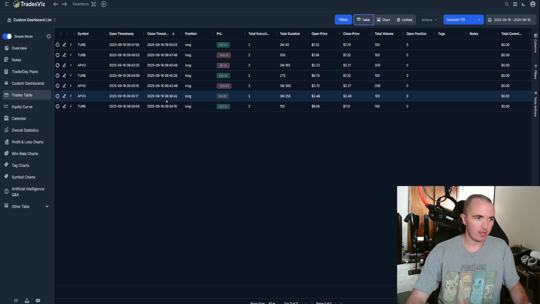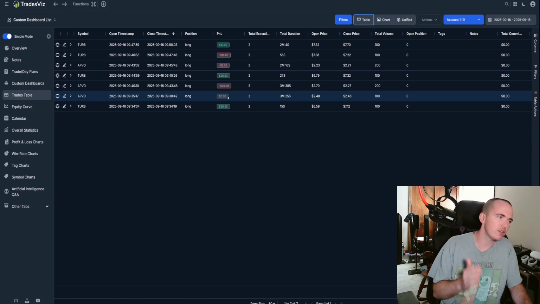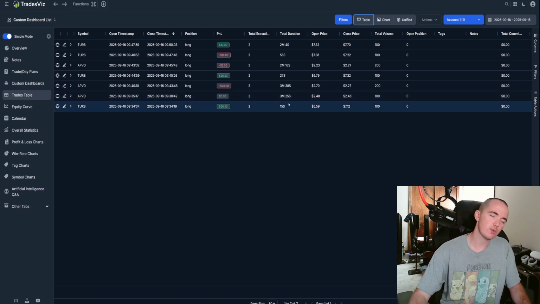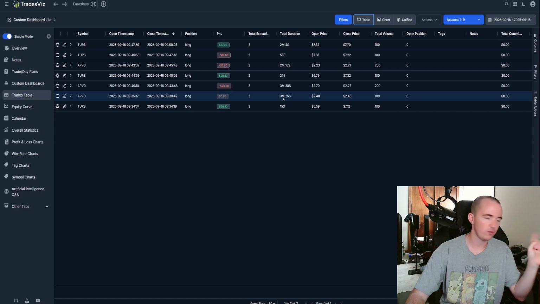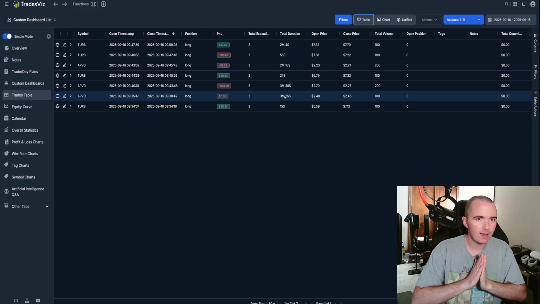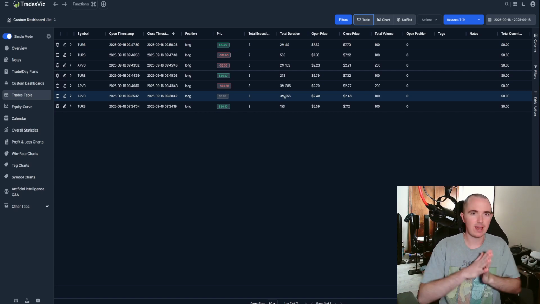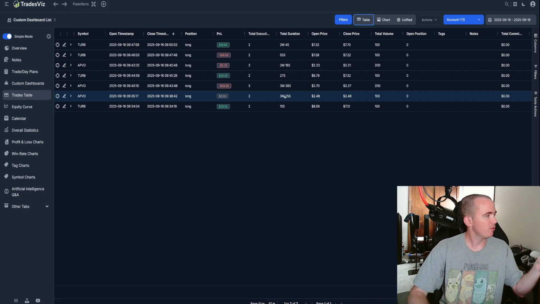I had a trade right here. This one that shows $0.00. How can you make a trade that lasts 3 minutes and 25 seconds and it shows $0.00? Well, I have to tell you this. That trade never went through.